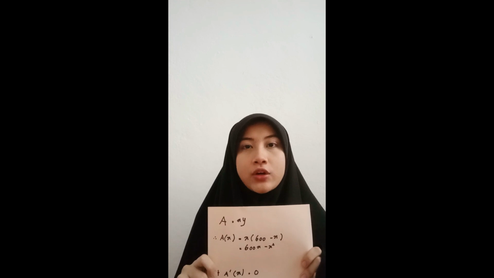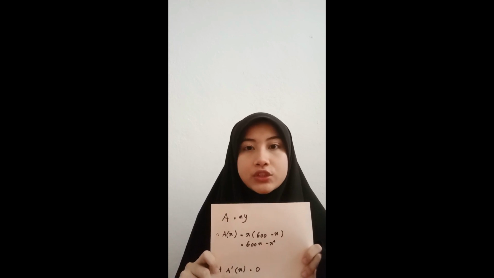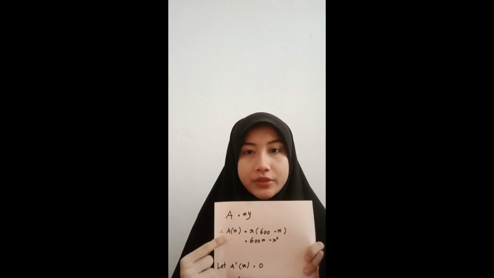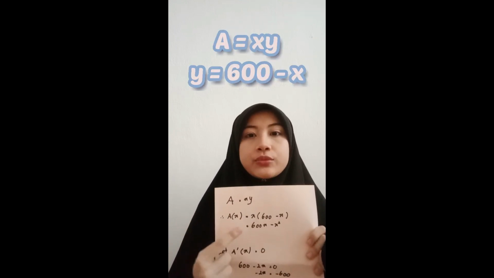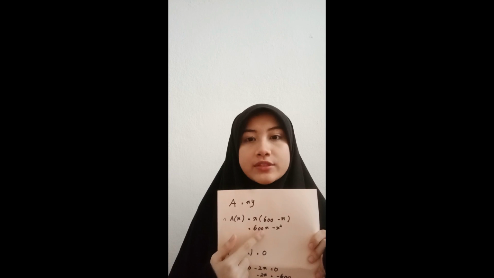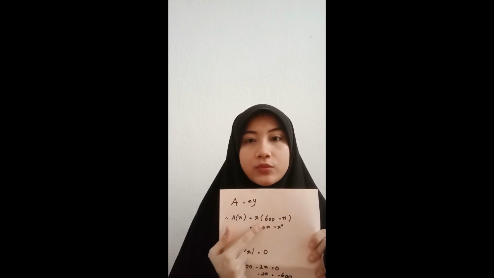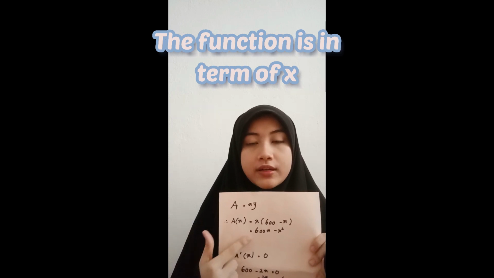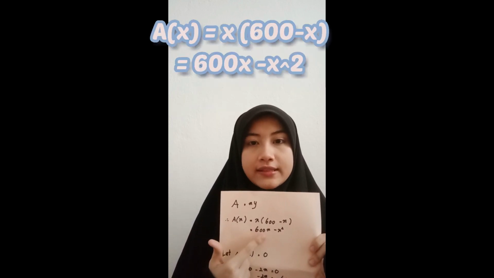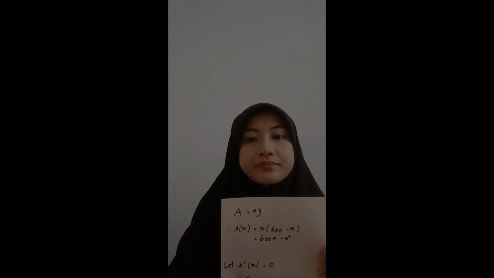Next, with the value of y that we just obtained, we need to use it in the area formula. Because area is x multiplied by y, we use the value of y that we obtained before. So this equation is in terms of x. So the answer is A equals 600x minus x to the power of 2.